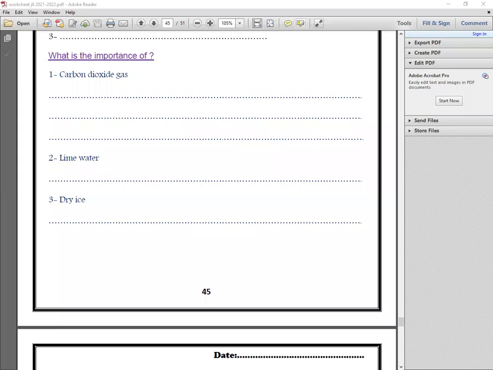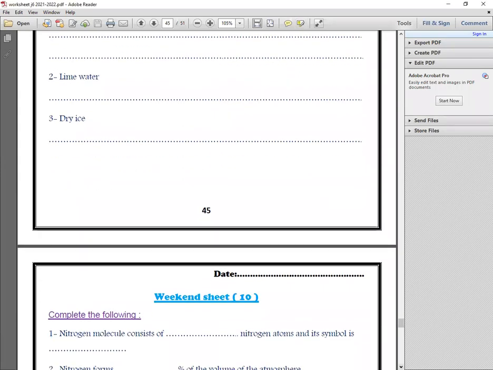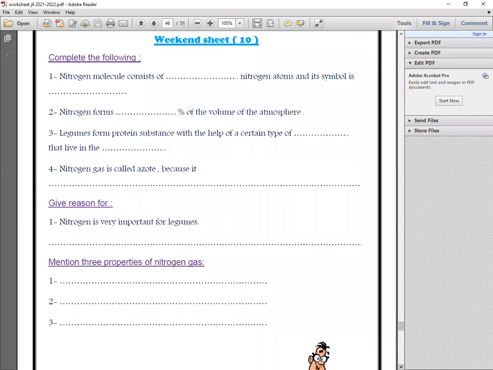Okay, turn the paper, Junior 6, to solve weekend sheet number 10, which is about the nitrogen gas. Nitrogen gas, it's very, very easy. The nitrogen molecule consists of how many nitrogen atoms? The nitrogen molecule consists of two nitrogen atoms, and its symbol is N2.